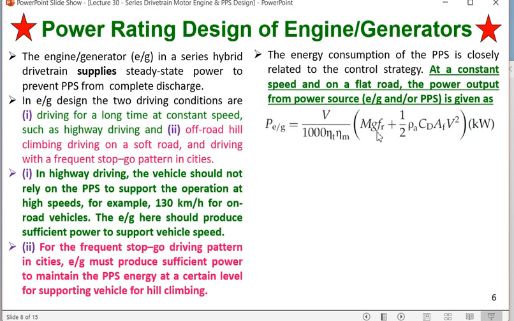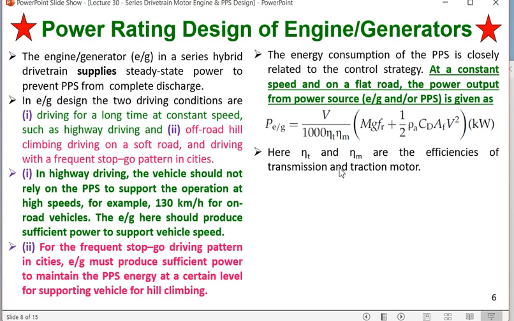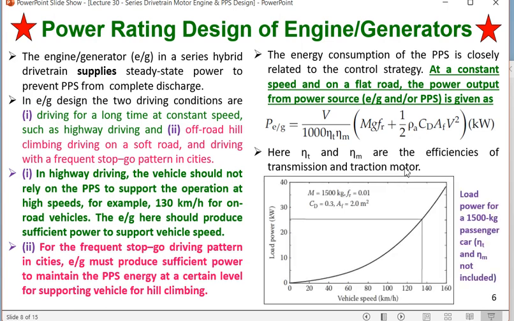So in this case only one component of power generation is there, and mgfr and the aerodynamic term are the opposition that has to be overcome by the engine power. Here eta T and eta M are the efficiency coefficients of the transmission and traction motor. So the vehicle speed versus load power characteristic is like this. Load power for a 1500 kg passenger car, eta T and eta M not included, but the characteristic of the graph remains the same. You are seeing that the maximum load power is around 37 or 38 kilowatt, and the vehicle speed is reaching almost 140 to 160 kilometers per hour.